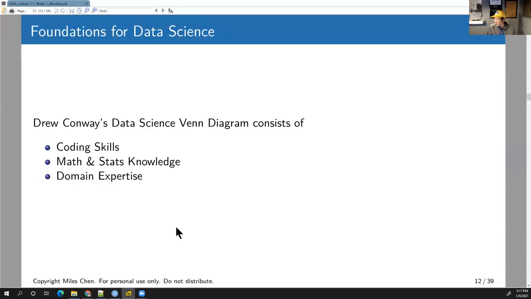Okay. So I would say this class is a good foundation for data science. There's a diagram that Drew Conway made, and Drew Conway says data science consists of coding skills, math and stats knowledge, and domain expertise, okay?